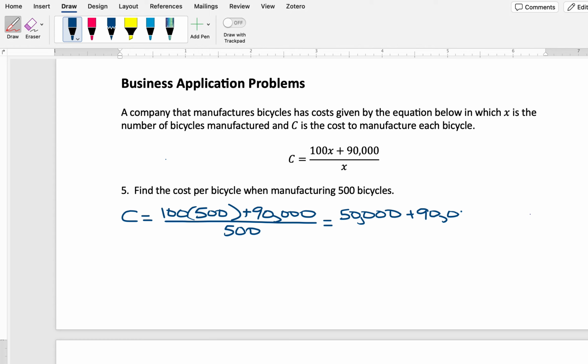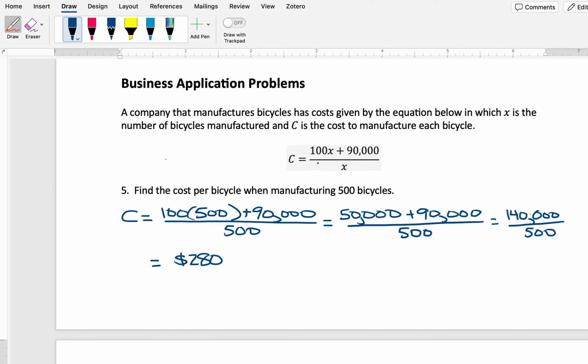When we multiply 100 and 500, we get 50,000. 50,000 plus 90,000 is 140,000. And 140,000 divided by 500 is 280. So the cost per bicycle, if I make 500 bicycles, is $280.